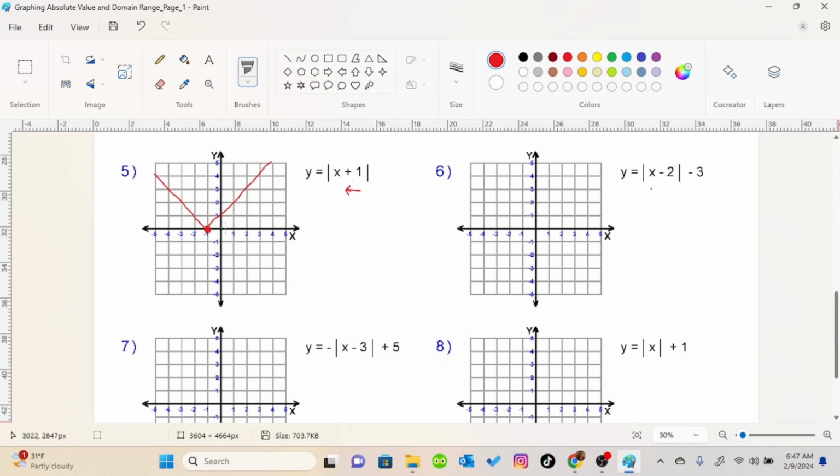Number 6. We have x minus 2 inside the absolute value symbols. So we shift right 2. We have minus 3 outside the absolute value symbol. So that tells us to shift down 3. So we start at the origin. We go right 2, down 3, and plot our vertex. And it opens upward.